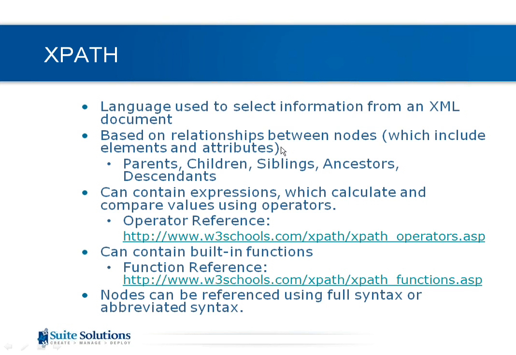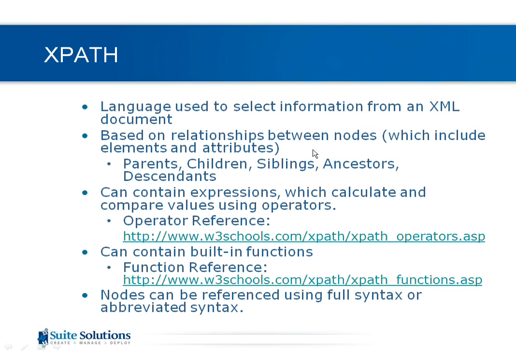Okay. And now XPath is based on relationships between nodes, which include elements and attributes. So that we just talked about in our XML primer. And now we all know what this means, that it relates to parents, children, siblings, ancestors, and descendants. Okay? So as we discussed, XPath is used to traverse that XML tree to retrieve information for us from a given XML file.